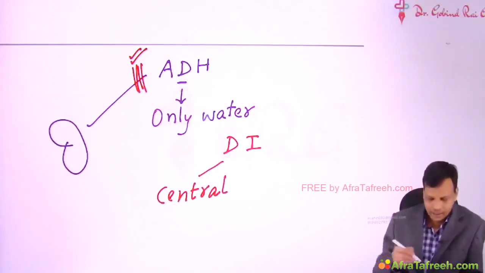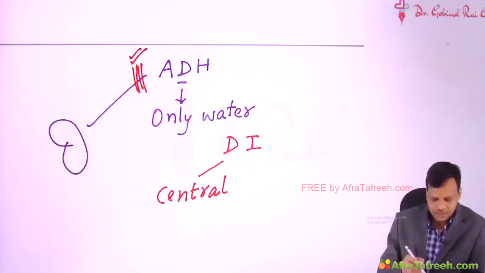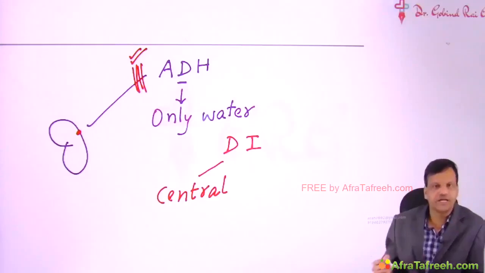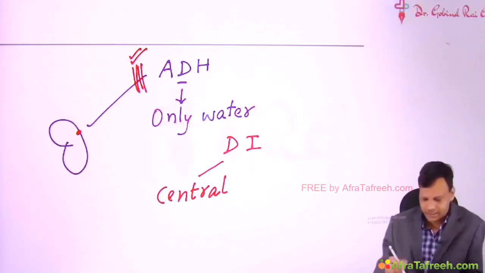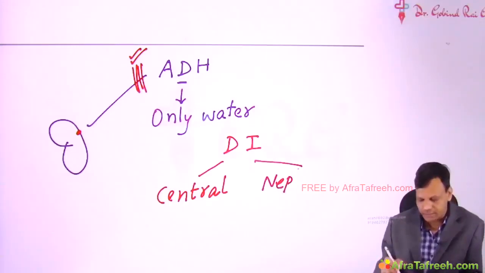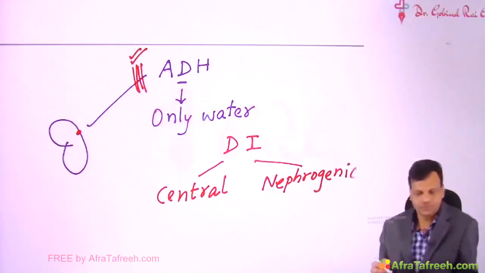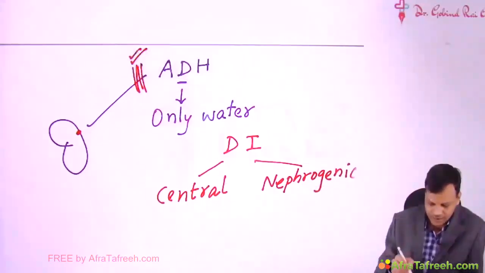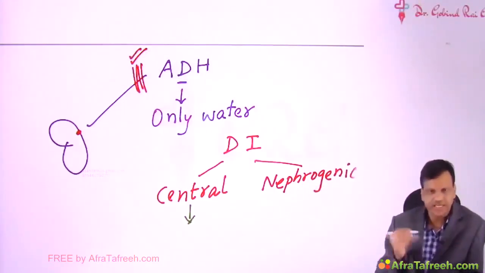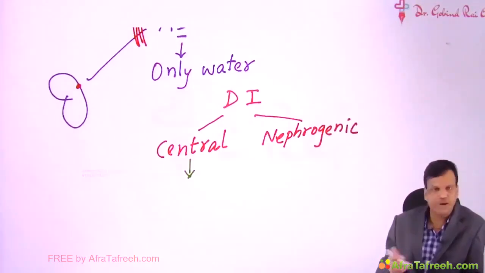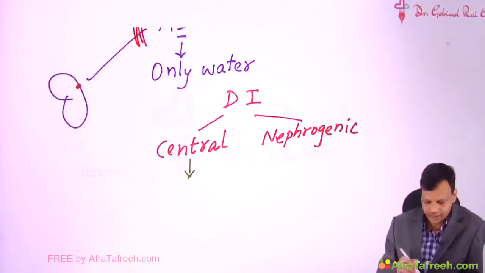On the other hand, if ADH is released but it is not able to work on the kidney, there is a problem in the kidney, then it is called nephrogenic diabetes insipidus. So diabetes insipidus may be central, it may be nephrogenic. Now for central diabetes insipidus, we have to give ADH because ADH is not coming. So instead of ADH, we will use a better version of ADH, which is called desmopressin.